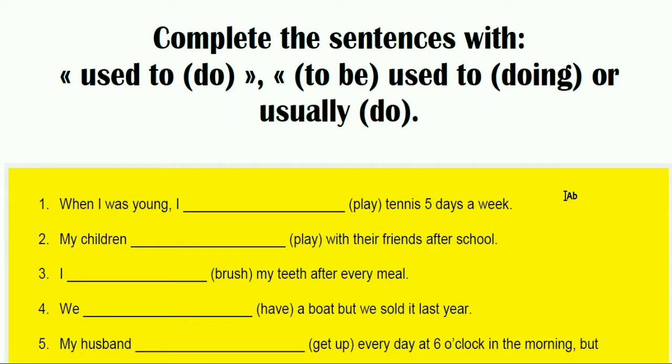Today I have an exercise for you to practice how to use "used to", "be used to", and "get used to". But no "get used to" in here. Instead, we have "usually do", or we can say the present simple.